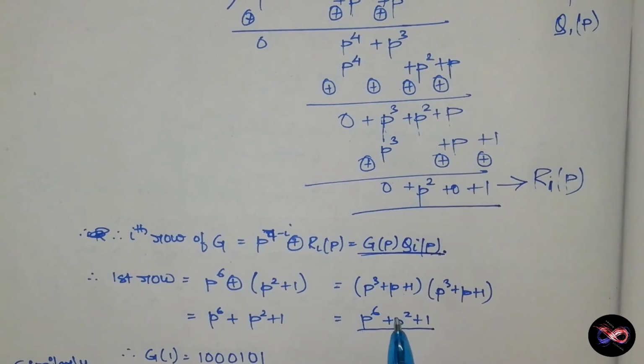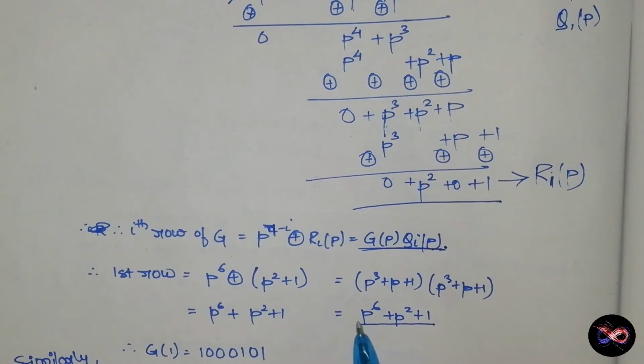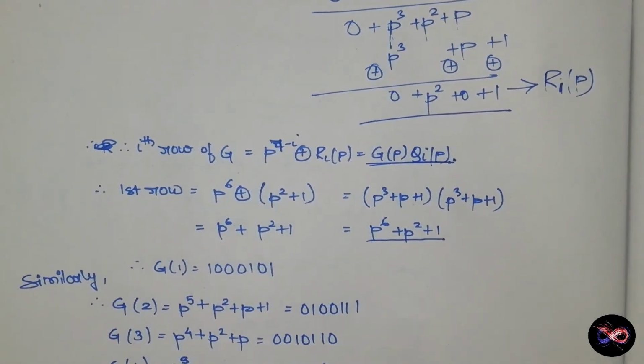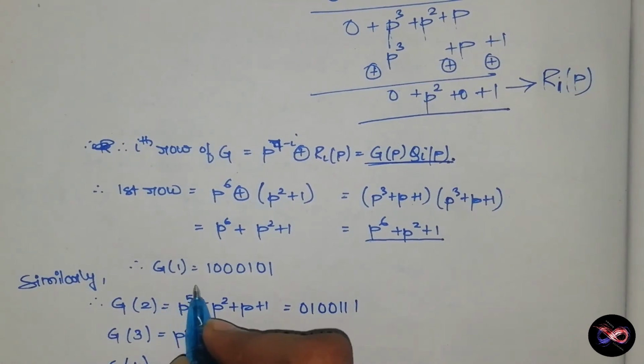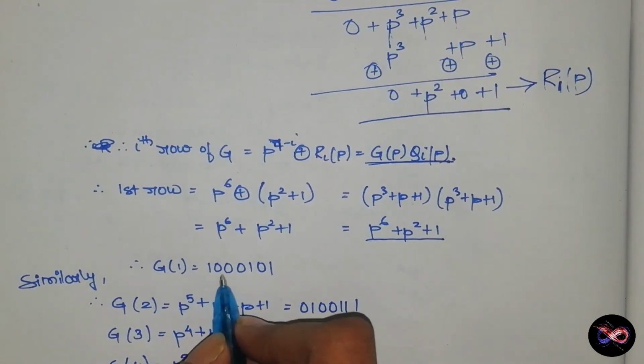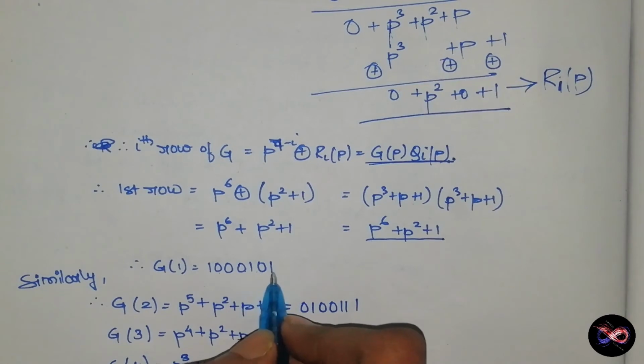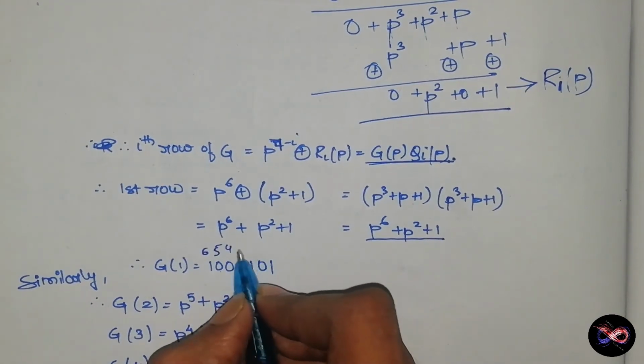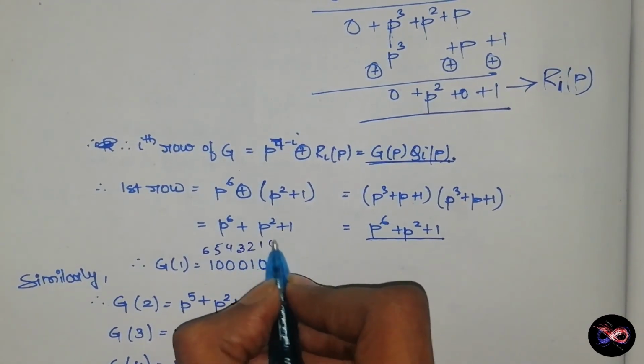So how can we get the first row code from this polynomial? Simply, we know that the total length of the code is 7, starting from 0 to 6. The exponents which have coefficient 1 will have the code 1, and the terms which are absent will have the coefficient 0. We will represent the first row of the generator matrix as G1. So G1 will be equal to 1 0 0 0 1 0 1. If you number it, it will be like this.